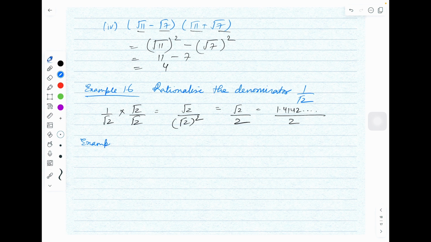Similarly, example 17. What is given? Rationalize the denominator.